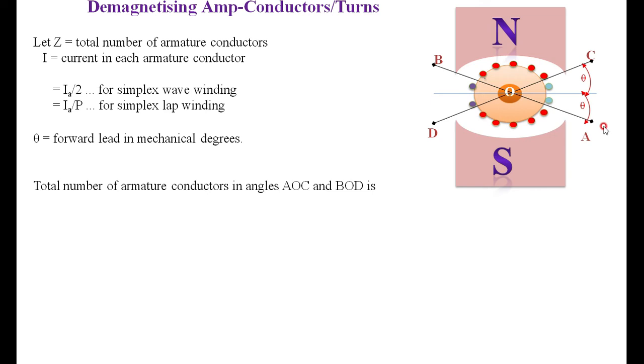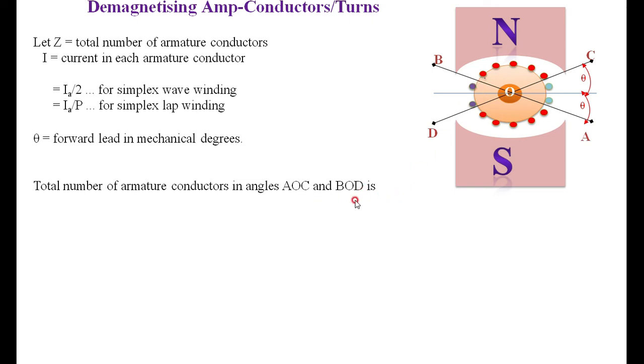The total angle subtended between AOC and BOD is 4 theta. Here it is theta, theta plus theta is 2 theta, and here between BOD it is also 2 theta. 2 theta plus 2 theta is the total angle subtended for the demagnetizing effect conductors, which is 4 theta. Then Z is the total number of conductors distributed over 360 degrees. For 4 theta, how many conductors, you have to calculate.